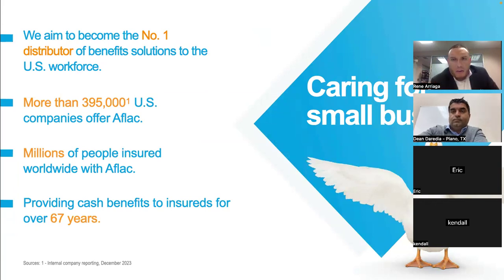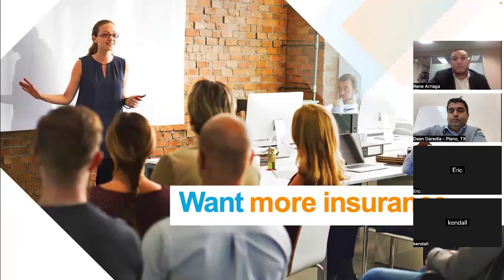Because some of them are the same, but this is literally a PowerPoint that you can download and you can literally pick which slides you want to use. And so this one, for example, we aim to become the #1 distributor of benefit solutions to the US workforce. More than 395,000 companies in the US offer Aflac. Millions of people are insured with Aflac across the country, across the world. We've been providing cash benefits to the insureds for over 67 years.